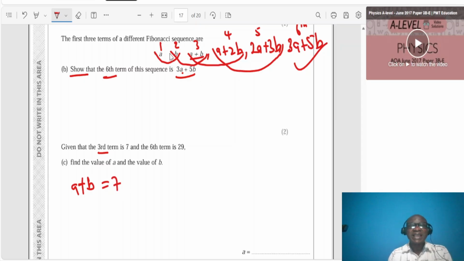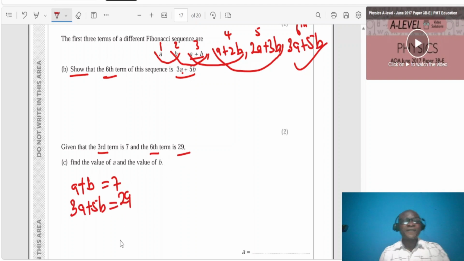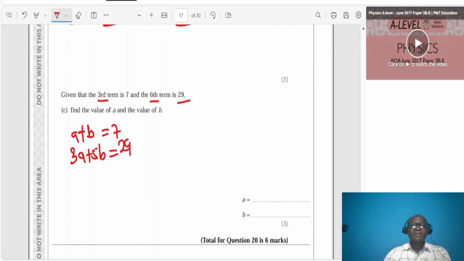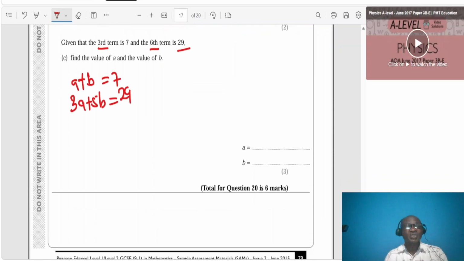Look at it here. I numbered them. The first term, the second term, the third term, the fourth, the fifth. And they said again that the sixth term, and we got the sixth term as what? 3A plus 5B. And they say the sixth term is what? 29. With this now, we have formed a simultaneous equation. And they ask us to find the values of A and B. So, are you listening very well? Yes, sir.